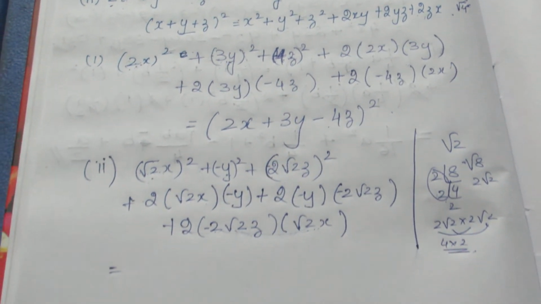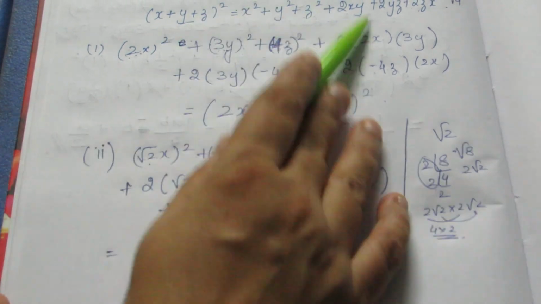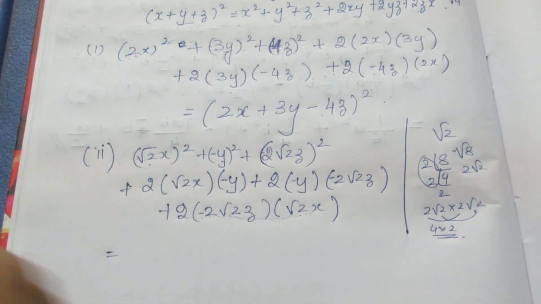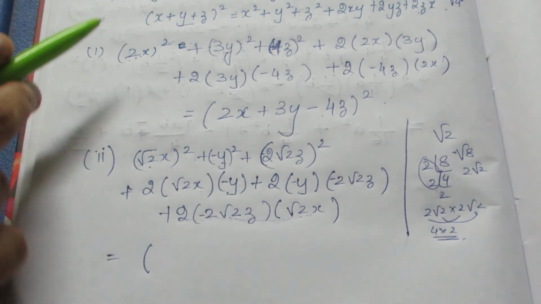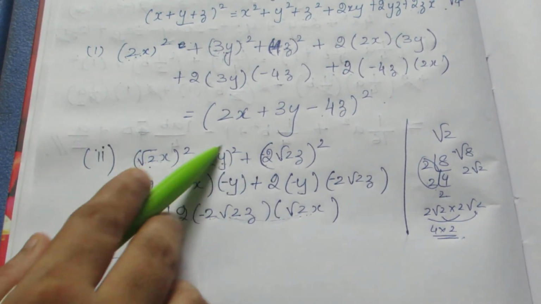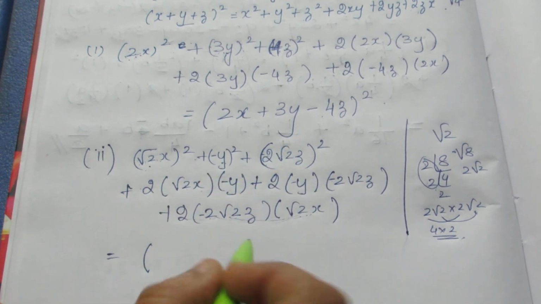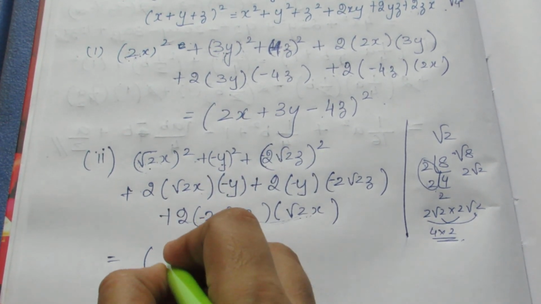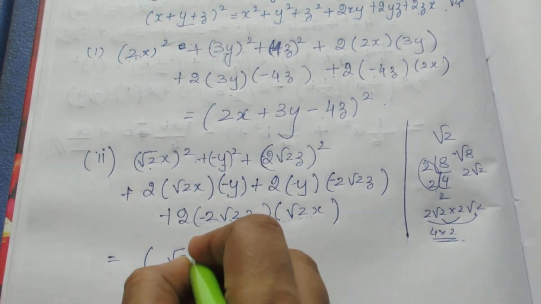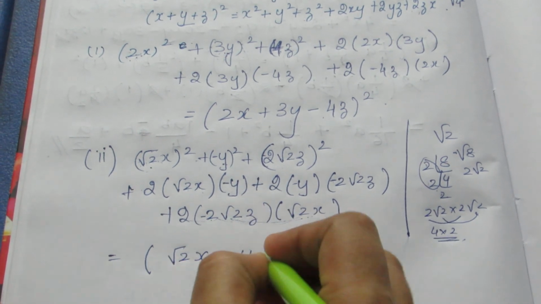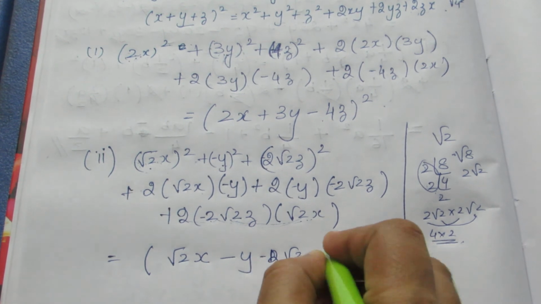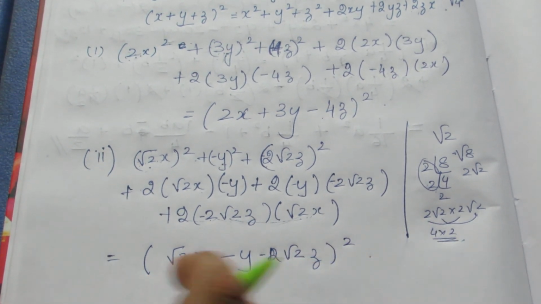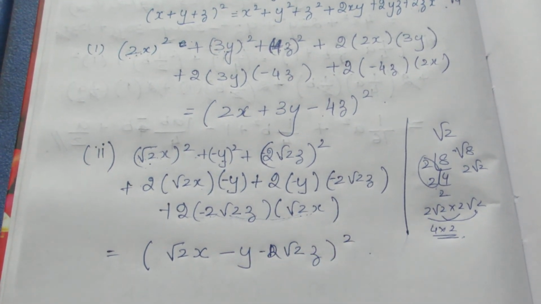So it is in the same formula as it is in the answer form. We need to write it in the question form. For the question form, see here, not on the top. Your x will be this, your y will be this, and your z will be this. So you need to conclude the answer to be 2 root 2x minus y minus 2 root 2z the whole square, of the form x plus y plus z the whole square.